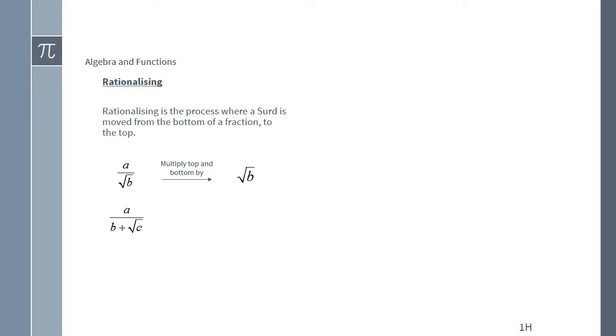A over b plus root c, in order to rationalize the denominator, we multiply the top and the bottom by b minus root c. Think back to the difference of two squares you saw in video 5 as to why you'd want to do this. A over b minus root c, to rationalize it we times by b plus root c in the numerator and the denominator.